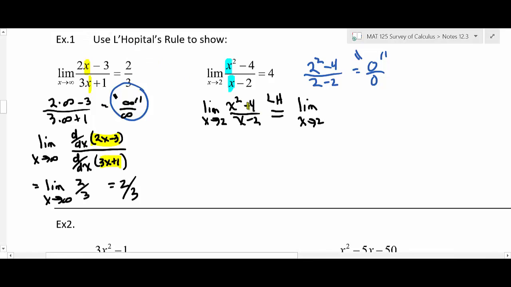What's the derivative of the numerator? Careful, 2x. And what's the derivative of the denominator? 1. So we do that. Now what you can do is just plug in. You'll get 2 times 2, so it's equal to 4. That's easier than factoring. I mean, factoring's not very hard on this problem, but if your derivatives are simple, then you can do L'Hopital's rule real easily. So does that make sense, what I'm doing?